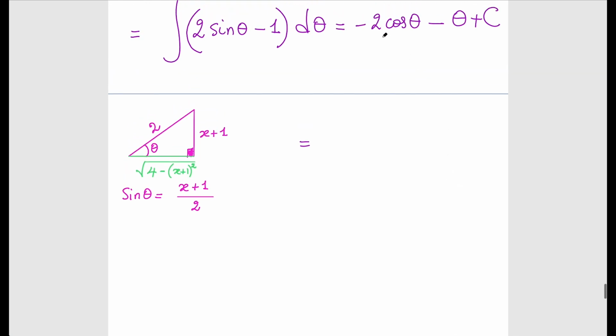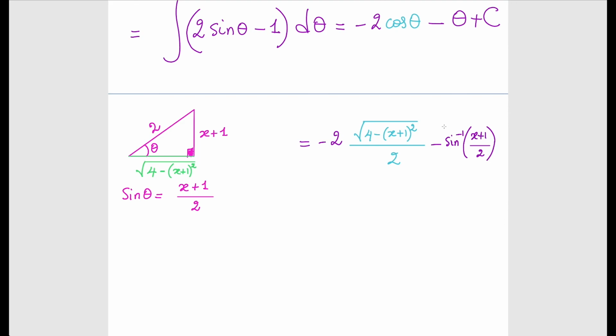All right. Then the result is equal to minus 2 times cosine theta. Cosine theta is adjacent, so it's the green piece divided by hypotenuse. So square root of 4 minus the x plus 1 squared, divided by 2. Divide by 2, and what's that? This is this guy, right? So these are the same. Minus theta. If sine theta is x plus 1 over 2 and theta is between minus pi over 2 and pi over 2, which means arc sine is defined there, theta is going to be arc sine of this, right? So sine inverse of x plus 1 over 2.